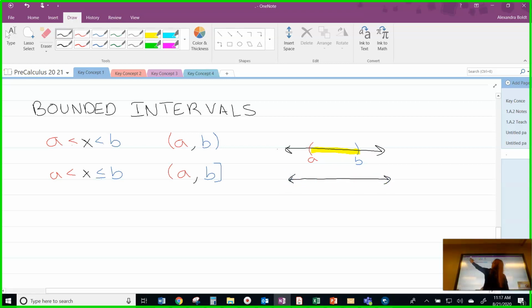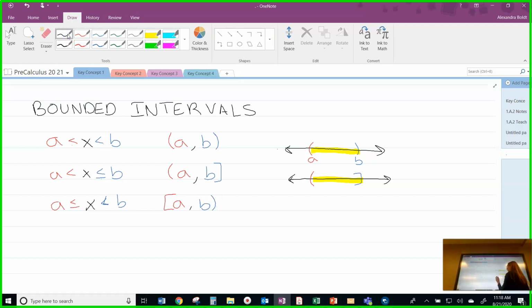Nice little number line. Very similar. A is parentheses, and B is bracket, and I go between the two. Similarly, I can do it the other way. I can have A less than or equal to X, and then that's just less than B, no equal sign there. That's a less than symbol. In this one, my A is going to have the bracket, and my B is going to have just a parentheses. Drawing my number line, A has the bracket, and I guess I should label these. B has the parentheses, and I shade between them.